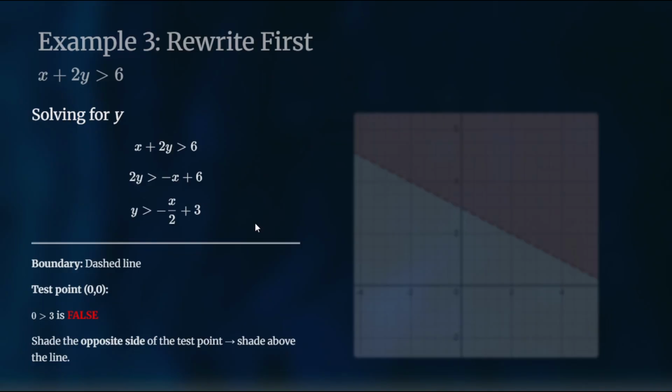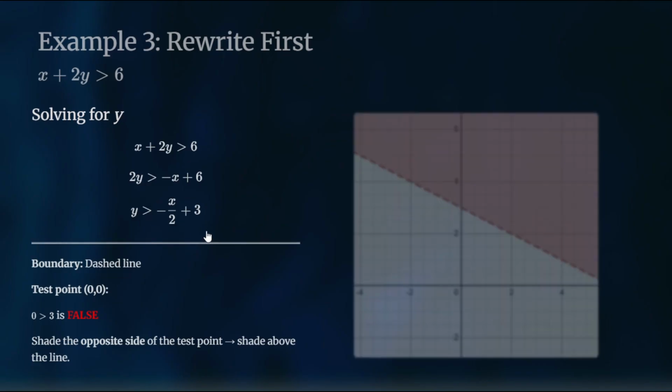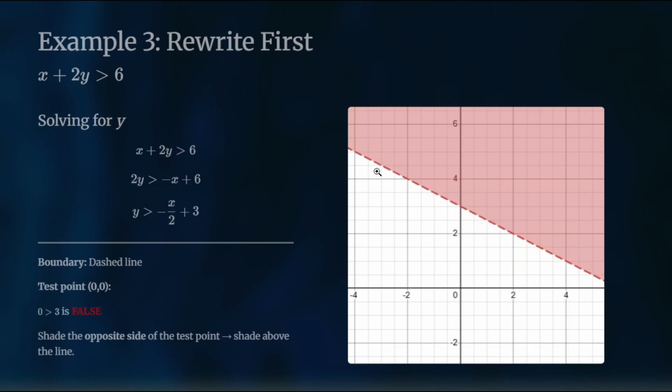So in this case, we can graph this line y equals negative x over 2 plus 3, and we'll use a dashed line because our inequality is strictly greater than. So our line is right here. We can see the y-intercept at 3. It has negative slope, negative 1/2.